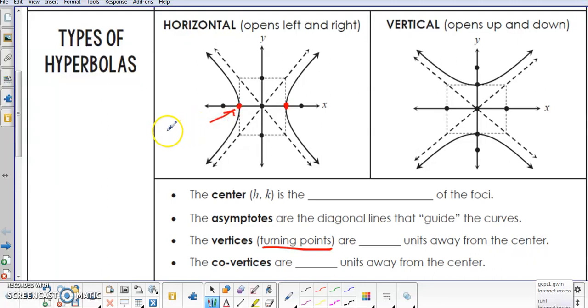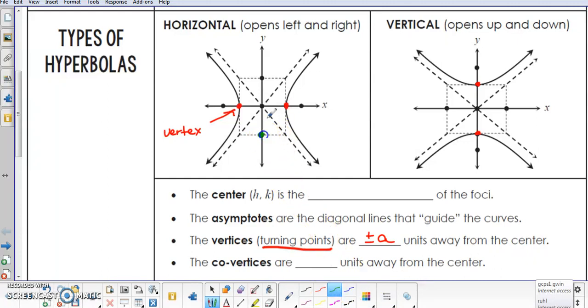Vertex. And that's another vertex. Here's another one, and here's another one. Those are plus or minus a units away from the center. So that should be familiar to us.